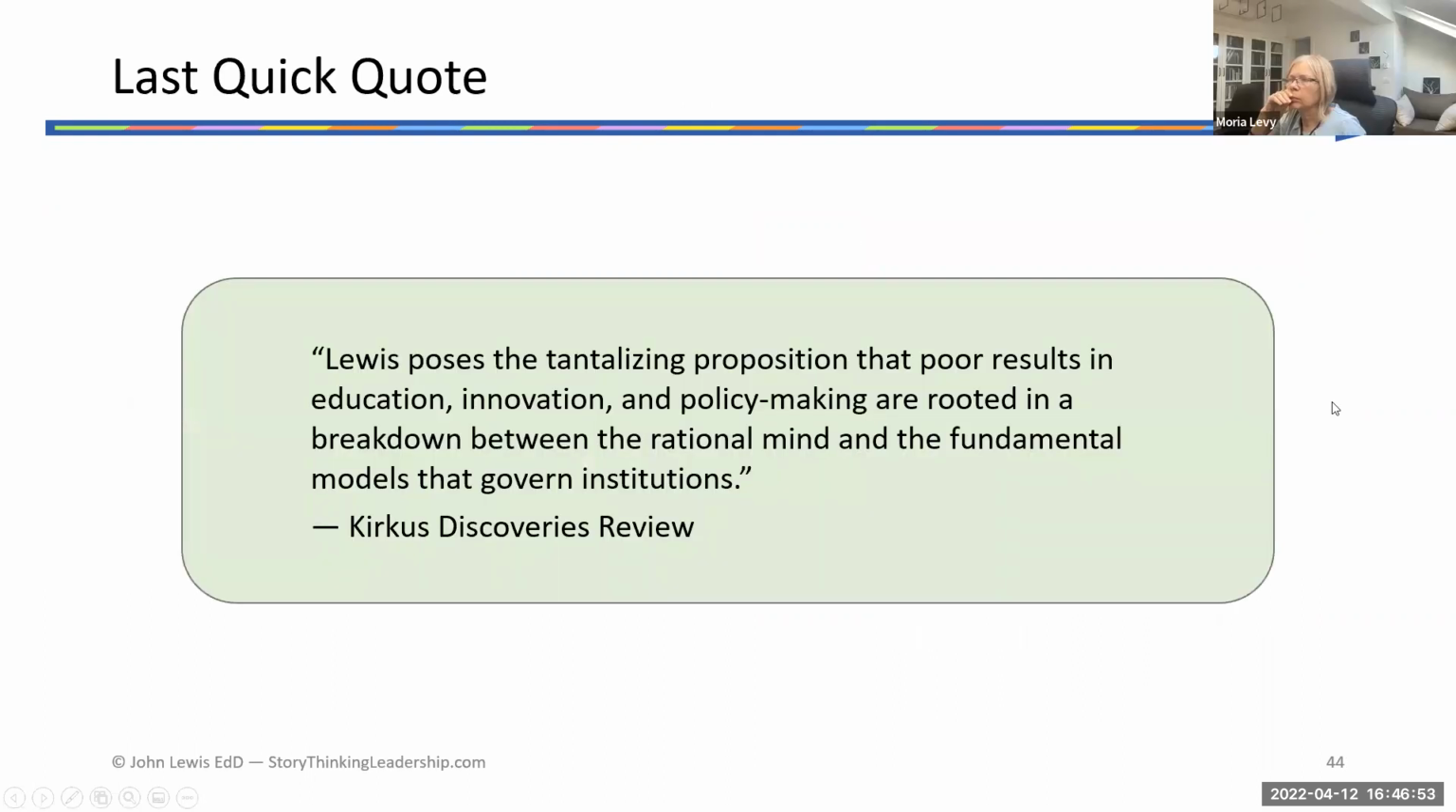One last quick quote. This is from a book review. They said, Lewis poses the tantalizing proposition that poor results in education, innovation, and policymaking are rooted in a breakdown between the rational mind and the fundamental models that govern institutions. And they were able to summarize my work better than I did. So I just think this review is fabulous.